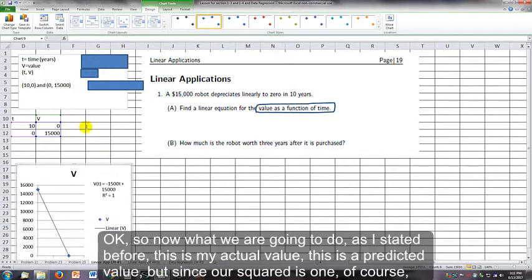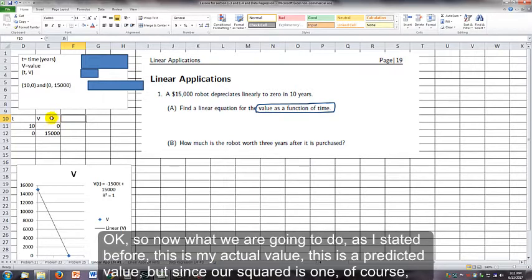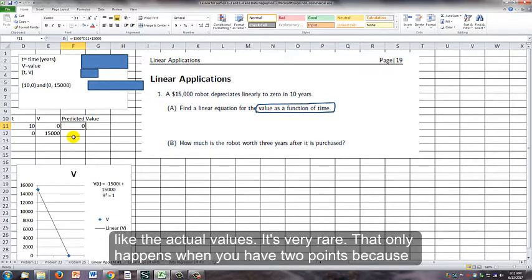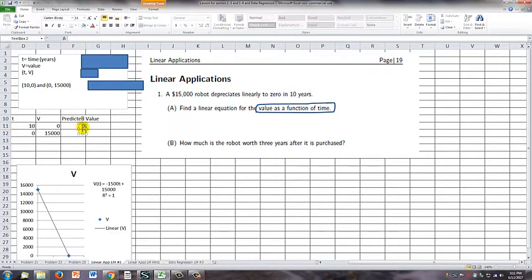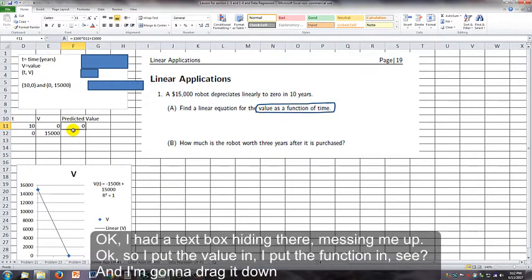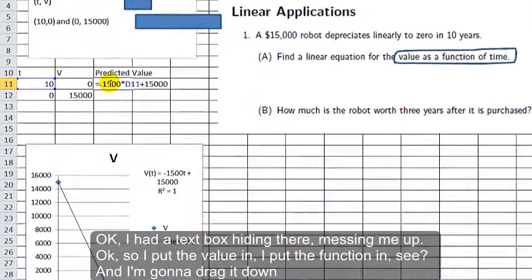Okay, so now what we're going to do, as I stated before, this is my actual value, this is my predicted value, but since r squared is 1, of course, the predicted values, if I type in the equation, are going to be exactly like the actual values. That's very rare. That only happens when you have 2 points. Something is not working right. Let me pause it. Okay, I had a text box hiding there messing me up. Okay, so I put the value in, I put the function in, see?